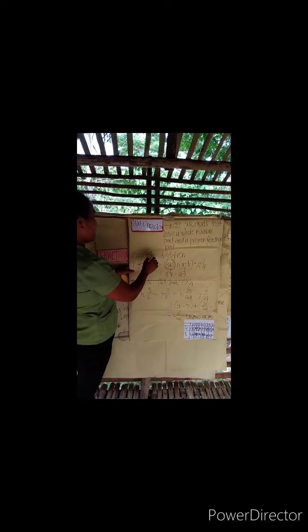To add this, class, copy the whole numbers, then copy their proper fractions, meaning 1/4 plus 1/4. So, class, to add this, 3 plus 1 is 4. Then, just add the fractions, 1 plus 1 is equal to 2. Then, copy the denominator, which is 4. So, the answer is 4 and 2/4.